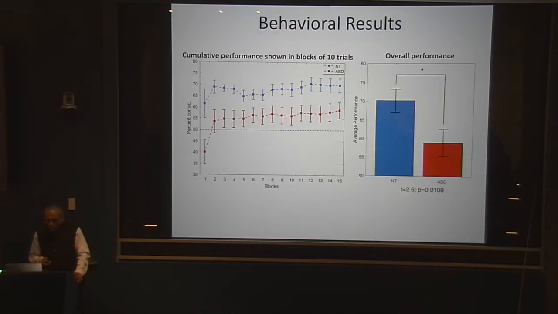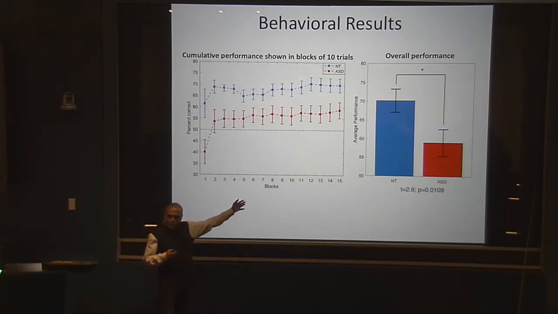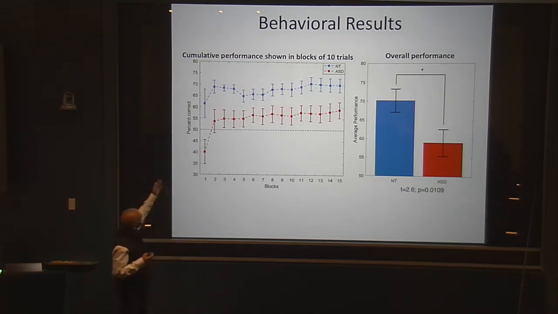The behavioral results that we have so far seem to be pointing in interesting directions. What you're seeing here are blocks of experimentation, so think of this as a proxy of time. And on the y-axis, you're looking at the percent correct performance. Neurotypicals asymptote at about 70% correct performance. ASD individuals, however, asymptote at around 55 or 56%. And that's shown in the bar plot on the right.